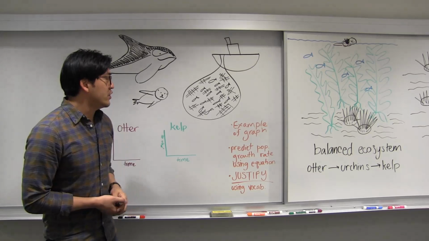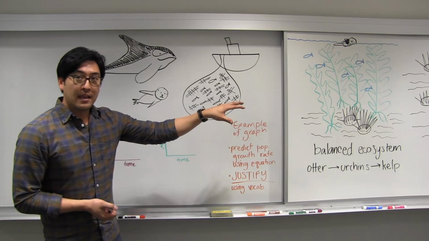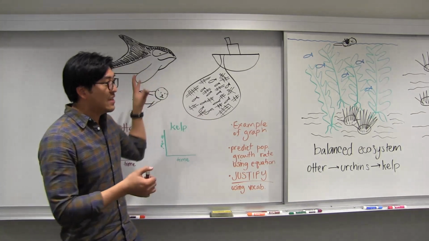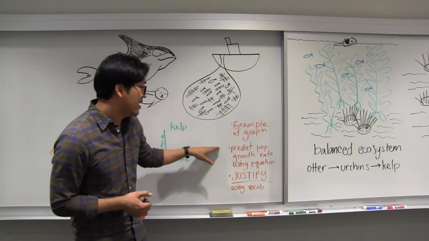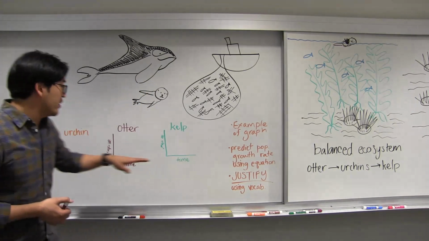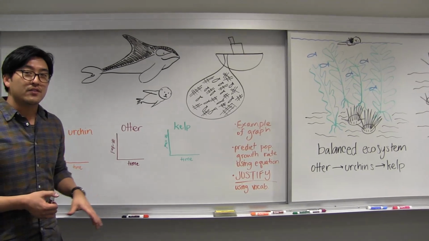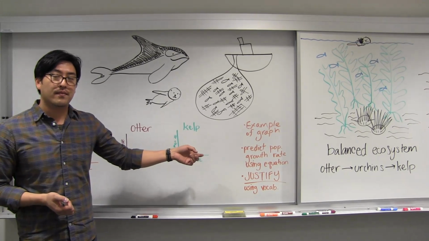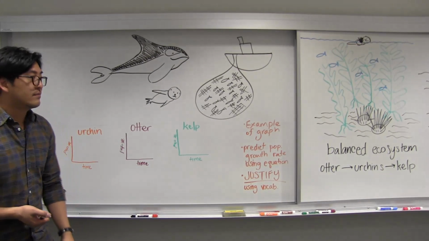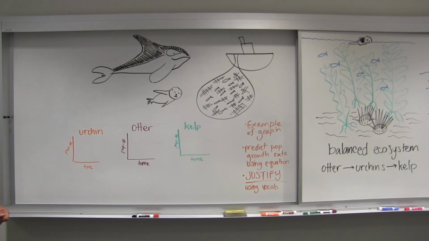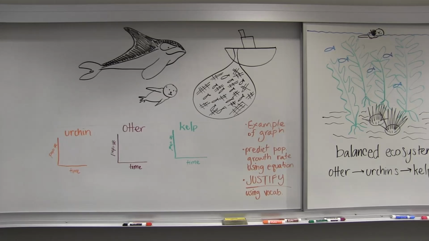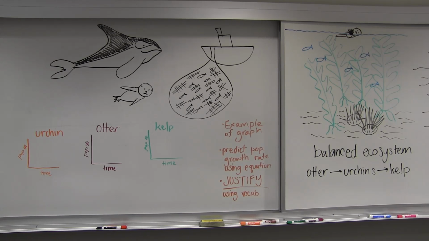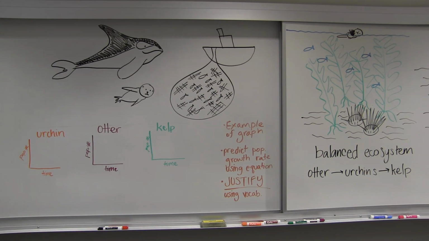So what I want you to do, using this information, is take a look and provide a graph showing how this trickles down as far as population growth. I want you to use your equations and everything we learned today and apply it to the urchin, your otter, as well as the kelp. Don't forget to justify your answer using the vocabulary provided in today's lecture. We will give you 3 minutes, 2 minutes to look at these and answer the questions.